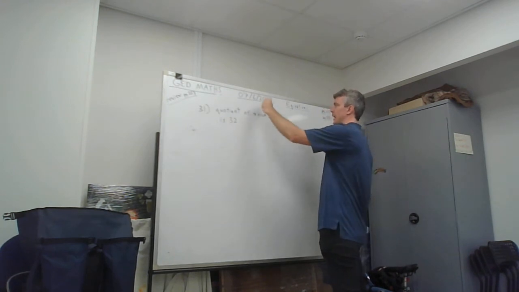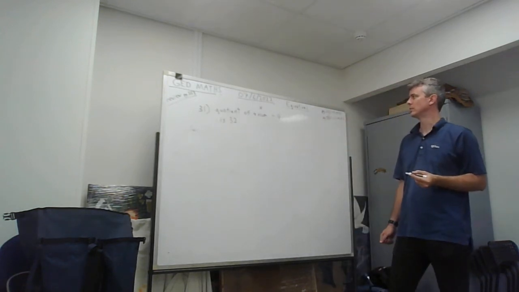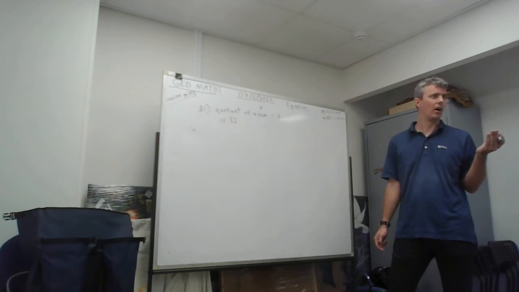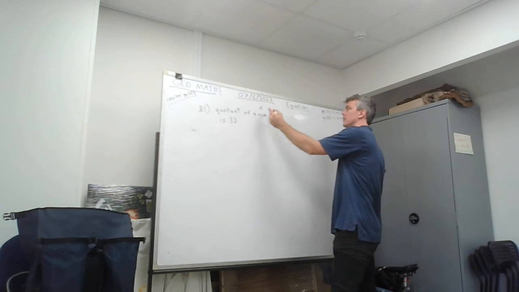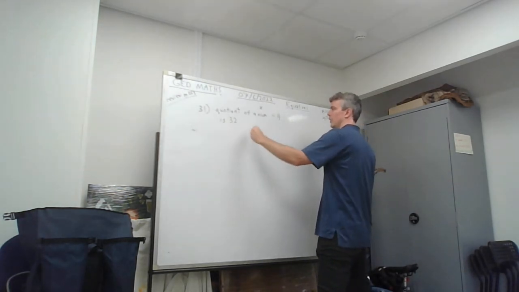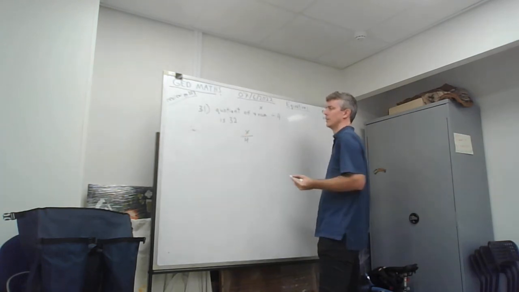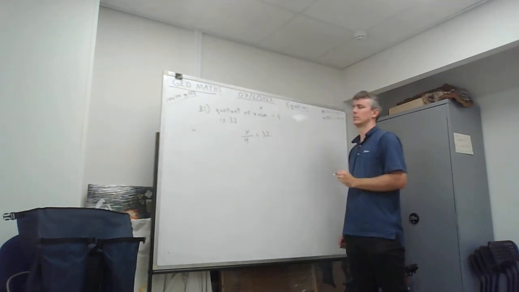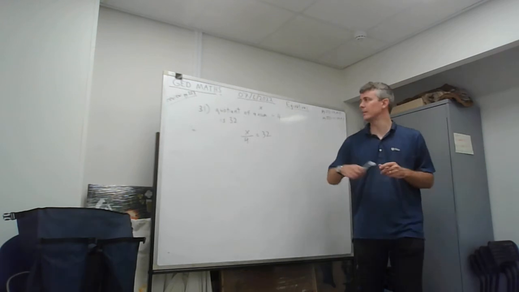So the number is going to be x. Okay? And the quotient is the result of something divided, right? So the quotient of a number divided by 4 equals 32. So this is a number divided by 4, equals 32, and the quotient is 32. Okay? So it's kind of using these things we have here.